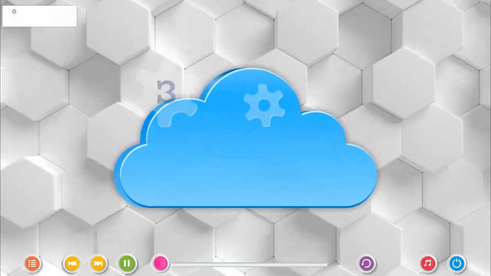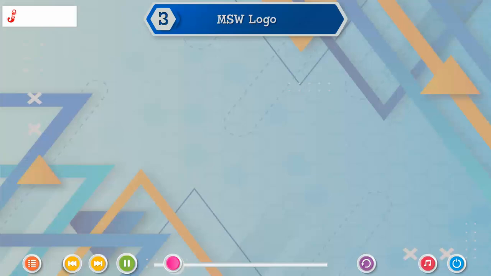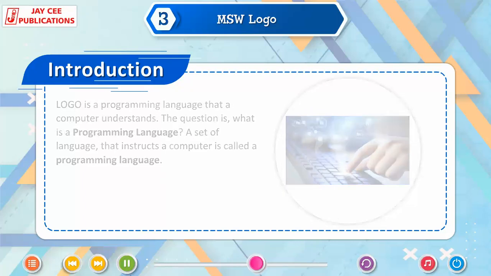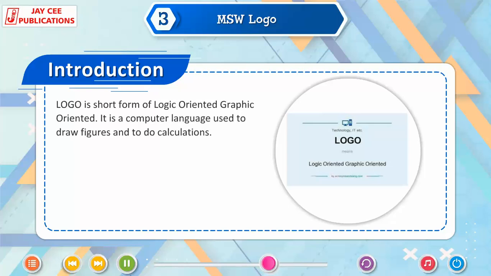Chapter 3: MSW Logo Introduction. Logo is a programming language that a computer understands. The question is, what is a programming language? A set of language that instructs a computer is called a programming language. Logo is short form of logic-oriented, graphic-oriented. It is a computer language used to draw figures and to do calculations.